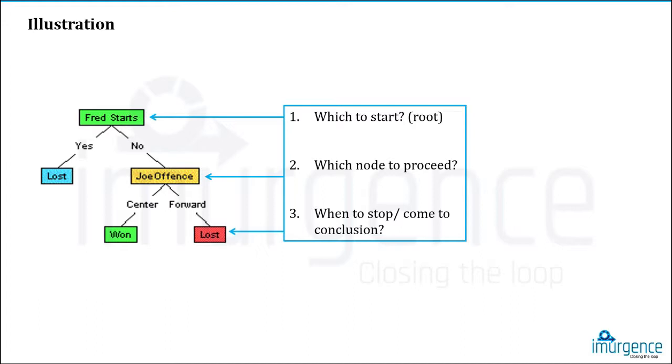So let's look at the illustration shown here, with some data related to offense, right? It's talking about the start node. Which to start? Root. Where should the root be? Which node to proceed? That is shown in 2. And 3 is when to stop or come to a conclusion, right? So your categorical Y here is a decision about whether you lost or won, so in this case it has just 2 options, right?